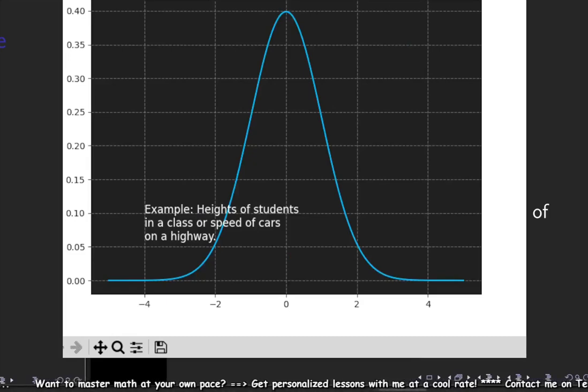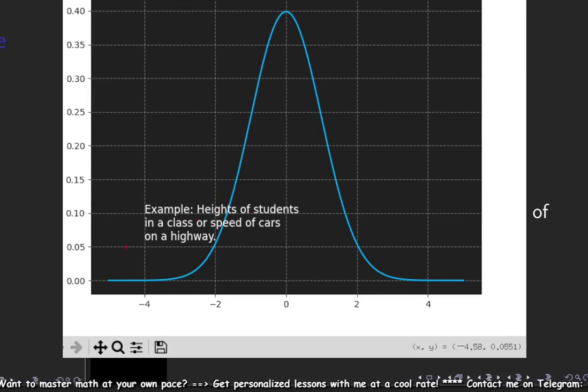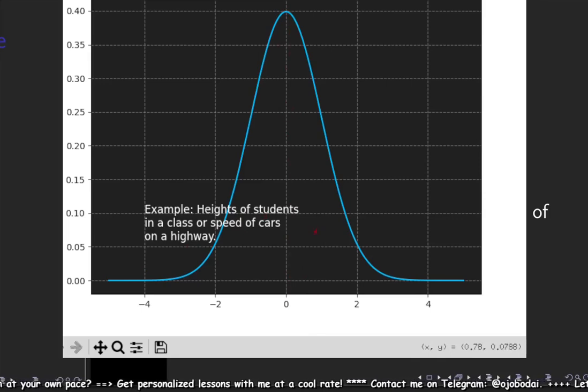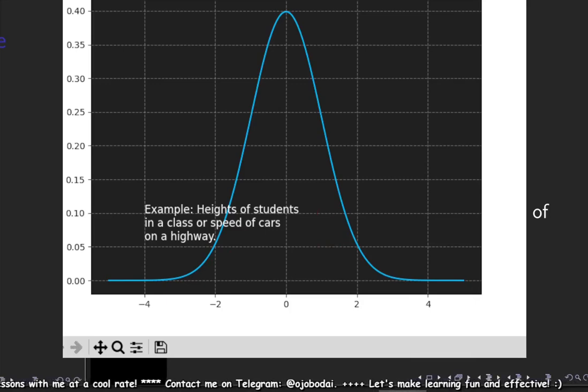This we see here is a normal distribution. As you can see, it is symmetric. You can see this line in between here. It divides it into two equal parts. And you see it looks like a bell. Yes, it looks like a bell. Okay. Now let's look at another example.